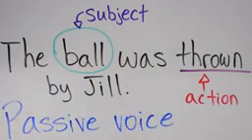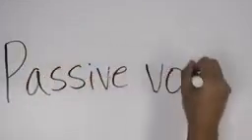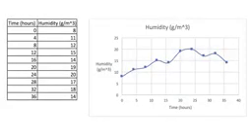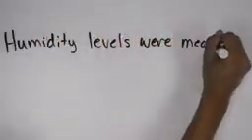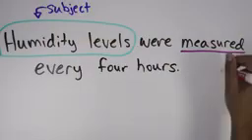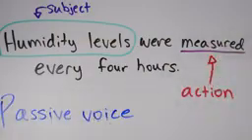As you can see, both sentences make sense for their own specific situations and both are grammatically correct. In some disciplines, passive voice is often preferred. Some scientific disciplines prefer passive voice because it puts emphasis on what was done rather than who did it. For example, one could say, humidity levels were measured every 4 hours. In this situation, it doesn't really matter who did the measuring, so we leave the actor out of the sentence.